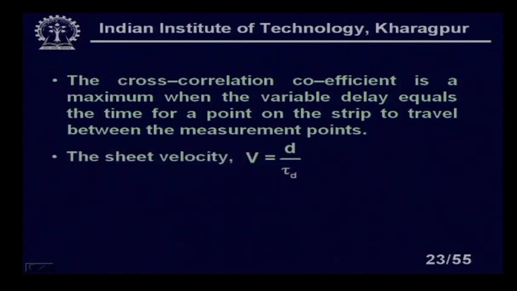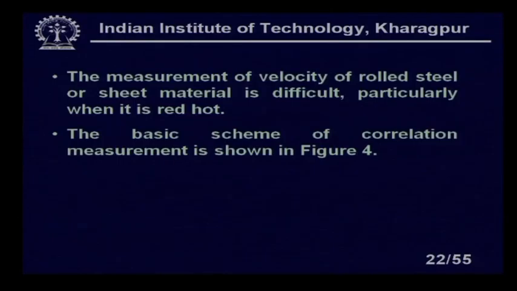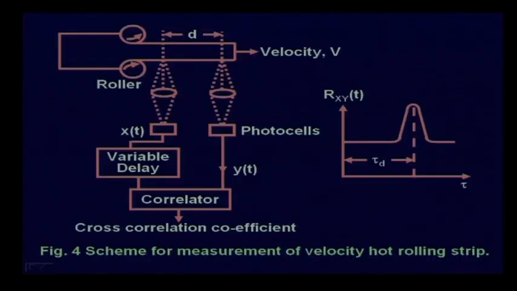Now, the sheet velocity will be small d divided by tau d, because what we will do actually, you see here, I will vary the delay. So, whenever I vary the delay, when I get the peak, I will measure this tau d. So, d divided by tau d will give us, because this is a cross correlation coefficient, d divided by tau d will give you the velocity of the rolled steel.